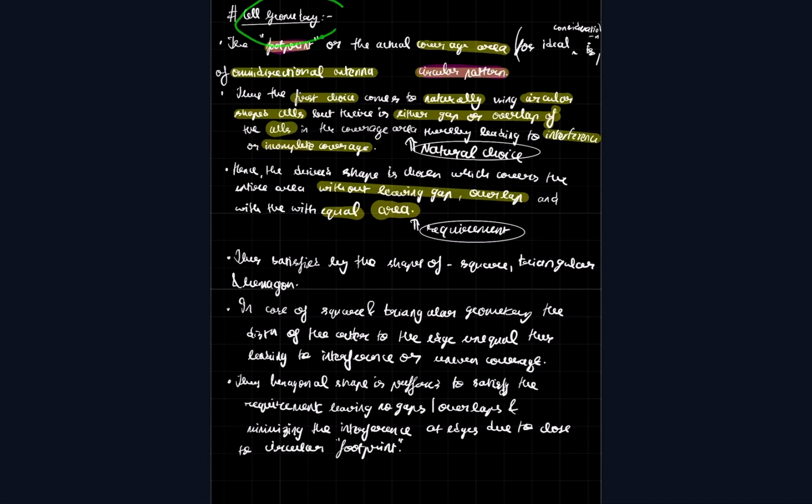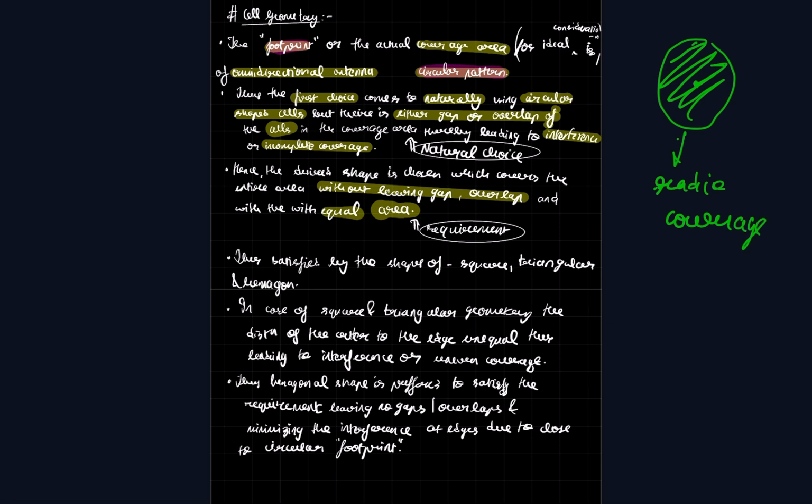To explain the cell geometry topic. In cell geometry, we have the circular footprint, or the actual radio coverage area, which is assumed to be circular in shape. So let me call this the radio coverage area. This radio coverage area is assumed to be circular, wherein we have an omnidirectional antenna placed at the center. This is how we ideally consider it.